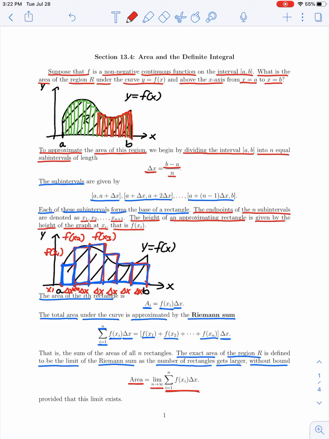So we're taking the sum of the area of all of these rectangles and letting the number of rectangles approach infinity. And this is what we will define as the area under that region, provided that this limit exists. So recall from our chapter 11 material, not all limits exist, but if this limit does exist, then that will be our value for this area.